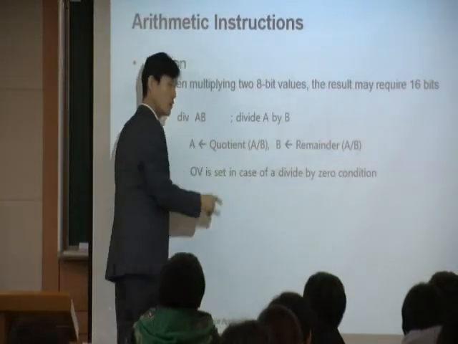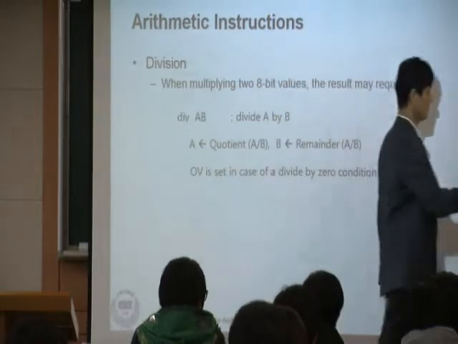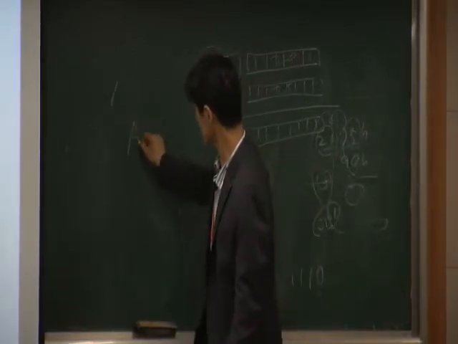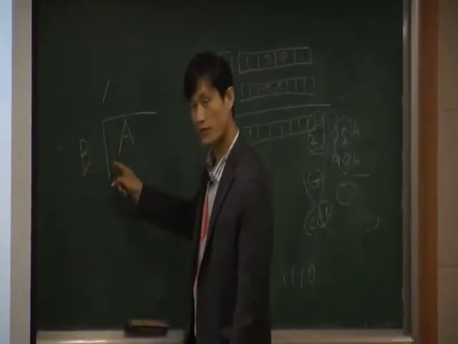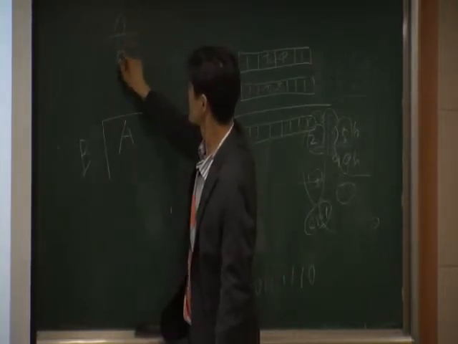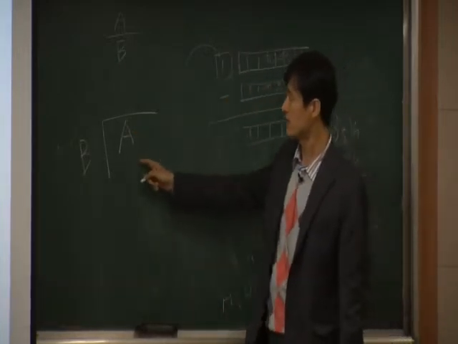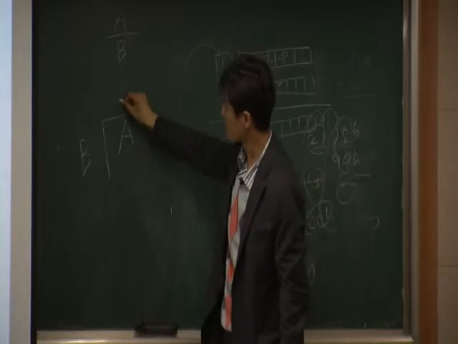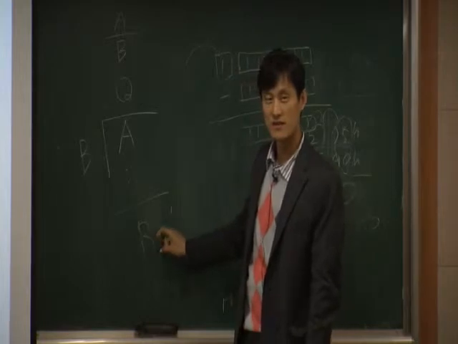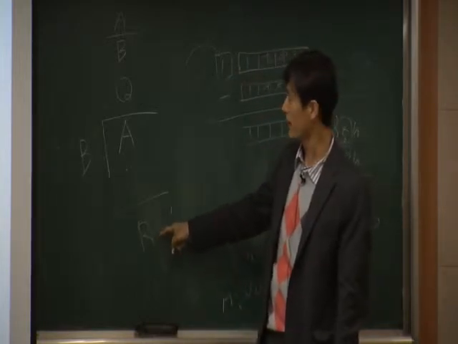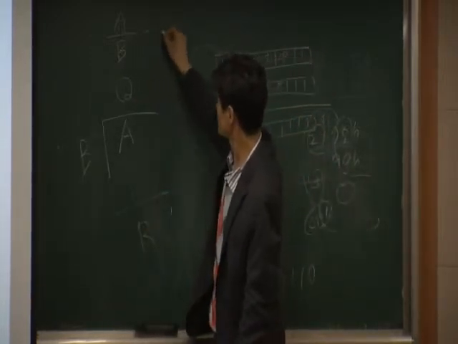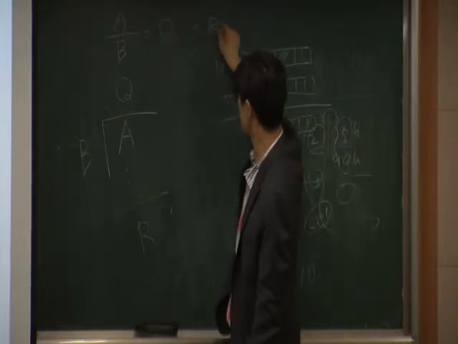When you do division, this is what we are doing, right? A divided by B. When you do this division, you'll have some value here. And after you do division, you'll have some other things here. This is called the remainder. And this is called the quotient. So you will have a quotient and the remainder.